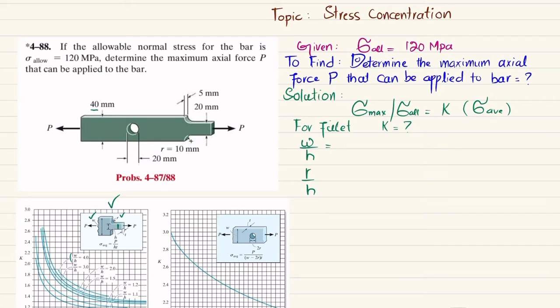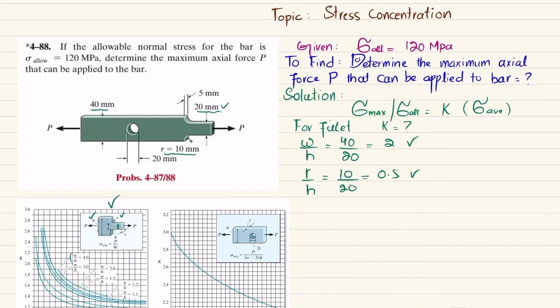W is 40 and H is 20. So 40 divided by 20 will give us 2. And now we'll find R by H. The radius of the fillet is 10, so 10 divided by H, which is 20 millimeter, gives you 0.5. Now W by H is 2 and R by H is 0.5.